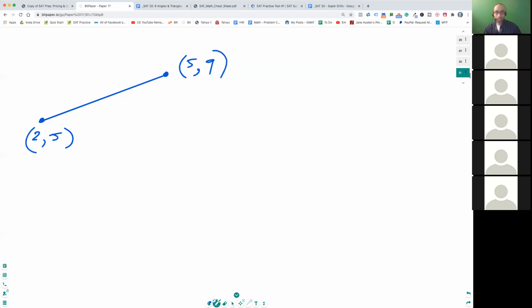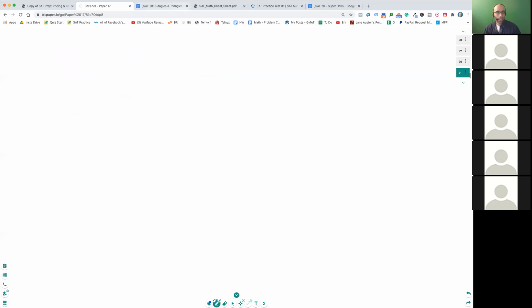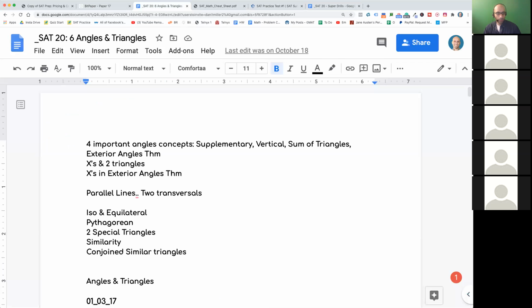So remember, the x is 5 here and 2 here. So you're going to take 5 plus 2 divided by 2. That's your x. And then this one, 9 and 5: so 9 plus 5 divided by 2, so 14 divided by 2. It's kind of like x1 plus x2 divided by 2, y1 plus y2 divided by 2. So this is how the formula works. Remember, it's inside over here somewhere in the cheat sheet. So that's good. I think we are doing good today.